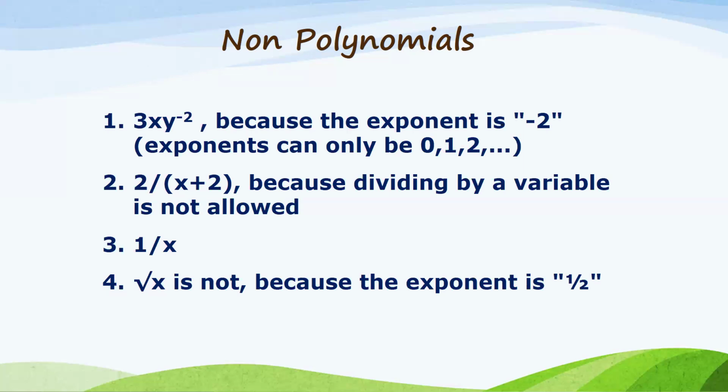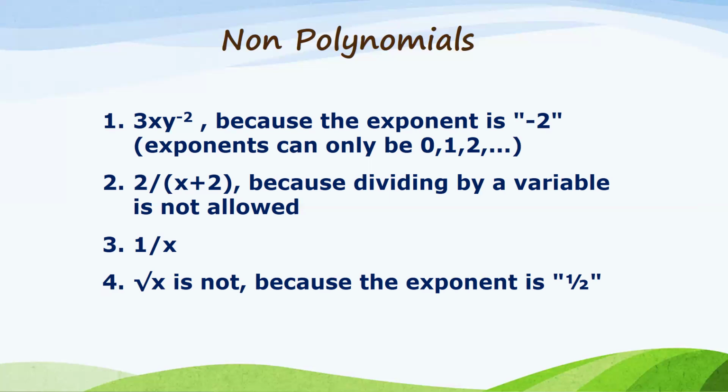Why is it non-polynomial? Because here we can see that the variable is in the denominator. So it's a non-polynomial. We cannot write a variable in the denominator in polynomials, right? Now, 1 over x, again, it's a non-polynomial. The variable is written in the denominator.